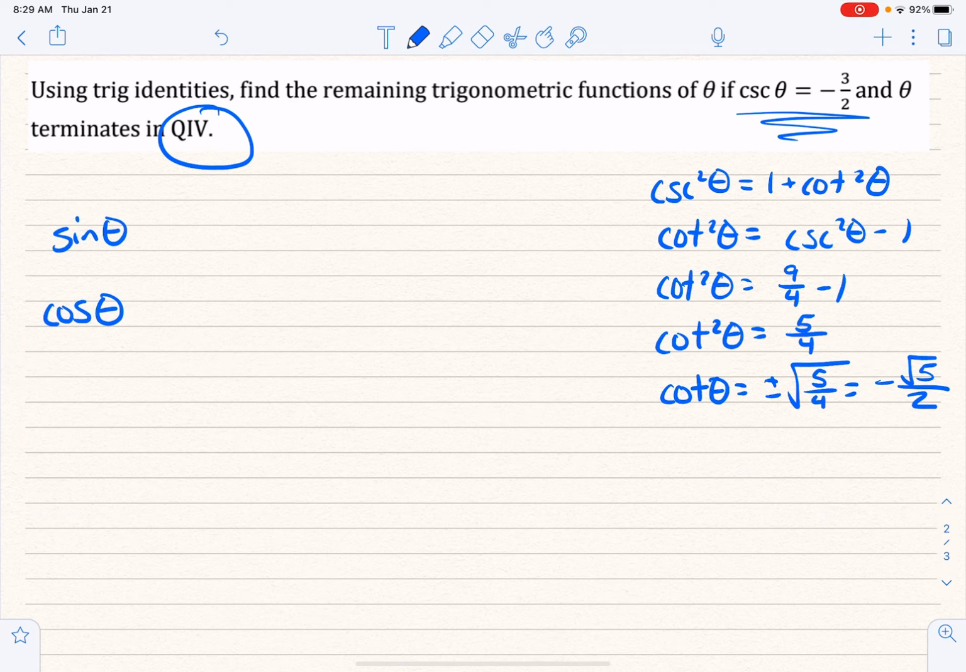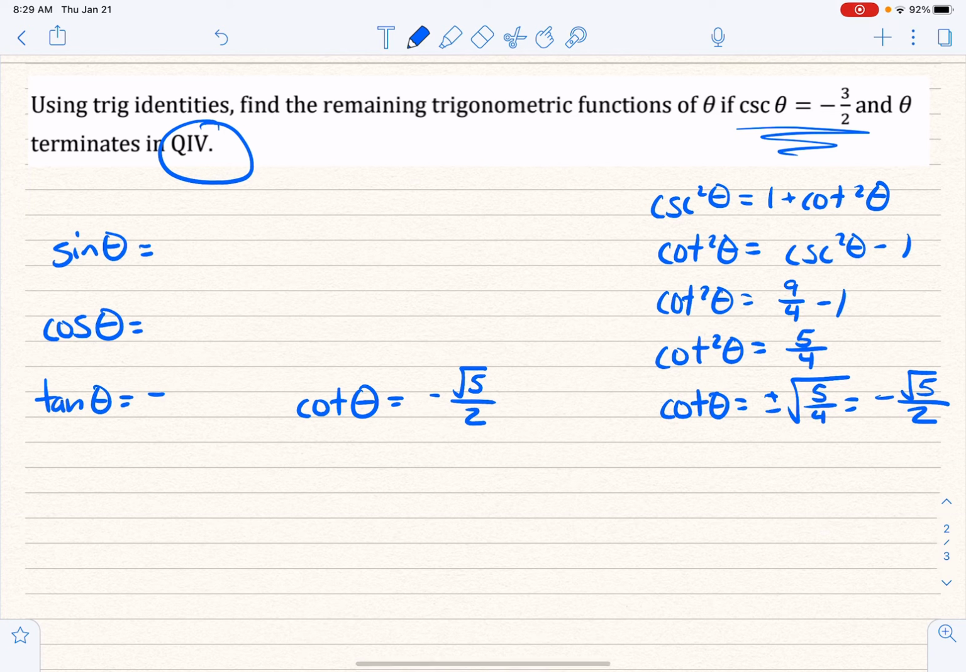I go sine theta, cosine theta, tangent theta, cotangent theta. Let's start there. Cotangent theta is negative square root of 5 over 2. So therefore, tangent theta is negative 2 over square root of 5. Cosecant theta is negative 3 halves. So sine theta is negative 2/3.